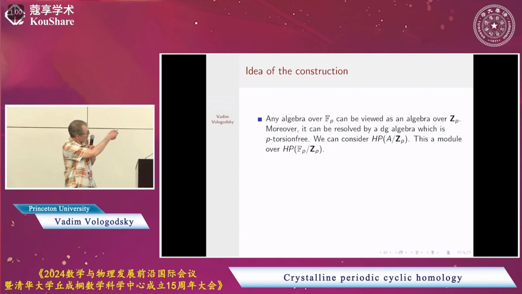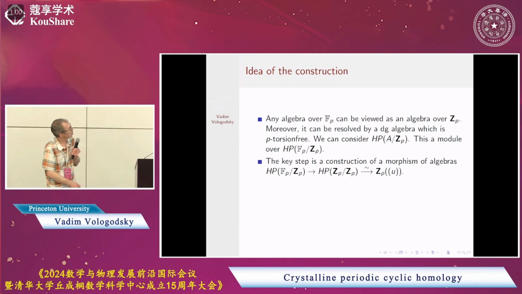However, it's not true if you take the derived tensor. And that's what you are supposed to do when you work with periodic cyclic homology of an algebra which is not flat over your ring. So, we'll have a complete example in a second.